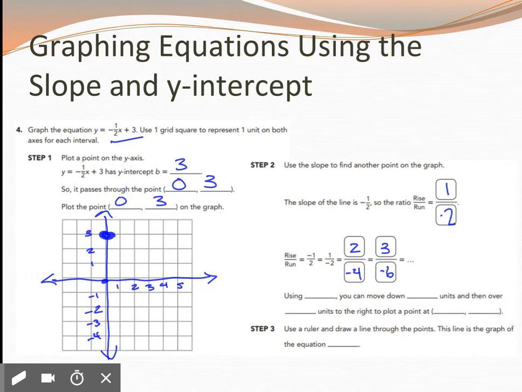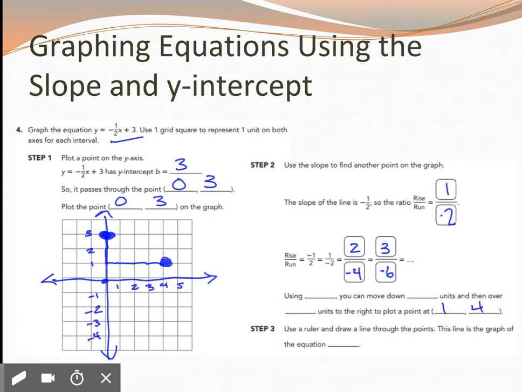I'm going to start at 0, 3. Because my rise was 2, I'm going to go up. Oh, I didn't leave enough room for that. My apologies. I'm actually going to move down by 2 to start, because I'll get the same point. So I'll go 1, 2 down, and my run is over 4. 1, 2, 3, 4. So my new point here is positive 4, 1.